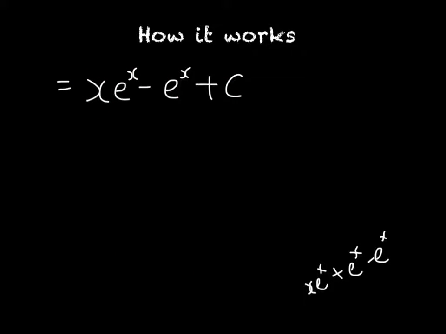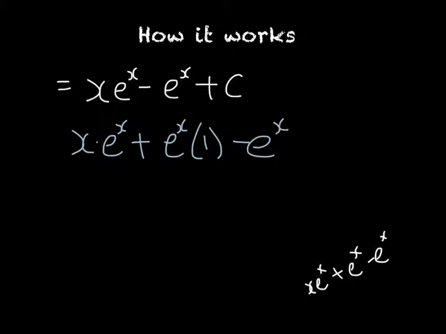Now, just to prove to you that it does work, I'm going to take the derivative of this and make sure that it's what I started out with. Using the product rule for our first term, we have first times the derivative of the second, which is just e to the x, plus the second part times the derivative of the first, which is 1, and then the derivative of minus e to the x is just minus e to the x. And so that simplifies to x e to the x, which is indeed what we started out with.